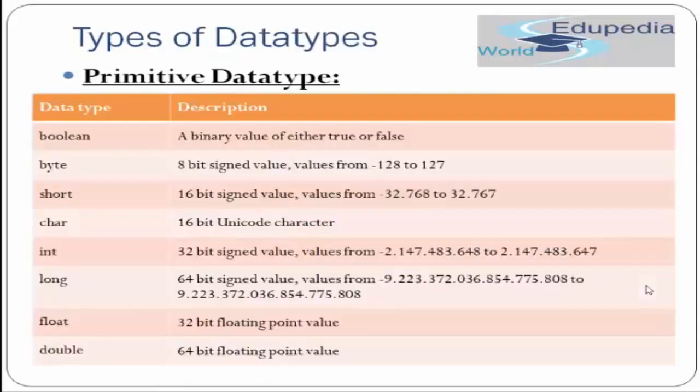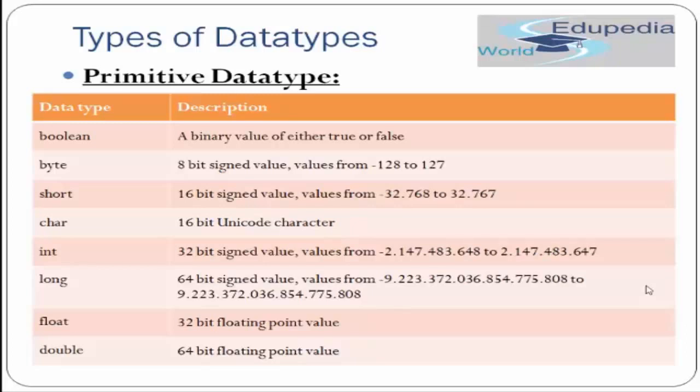Here is a list of primitive data types. As you can see, we have listed 8 primitive data types in this table, starting with Boolean and ending at double. Let's study these data types one by one.